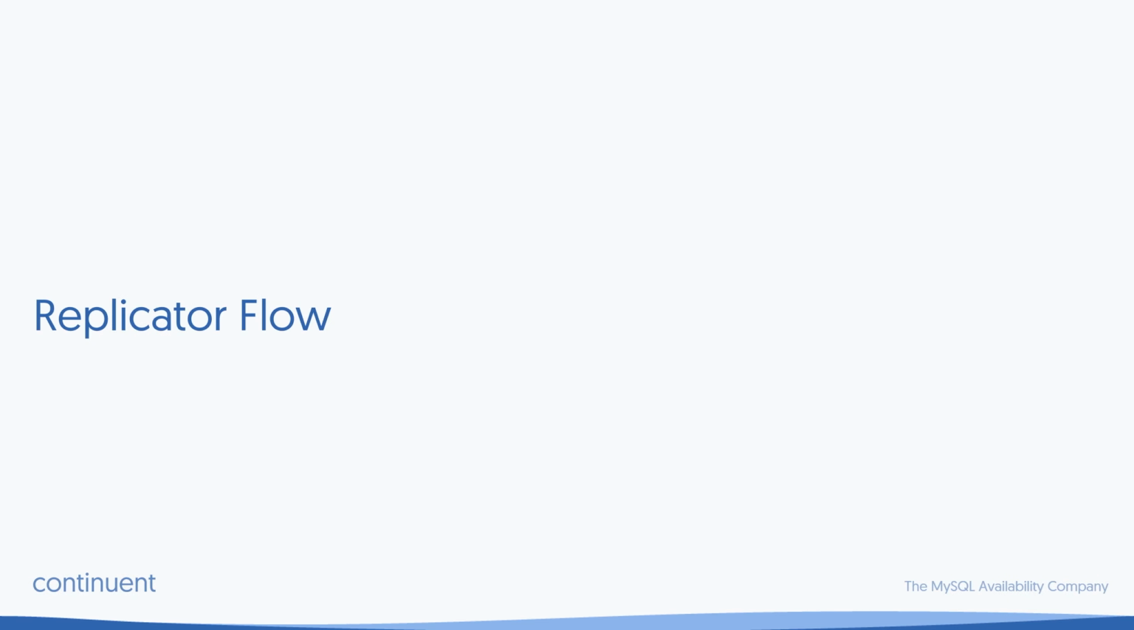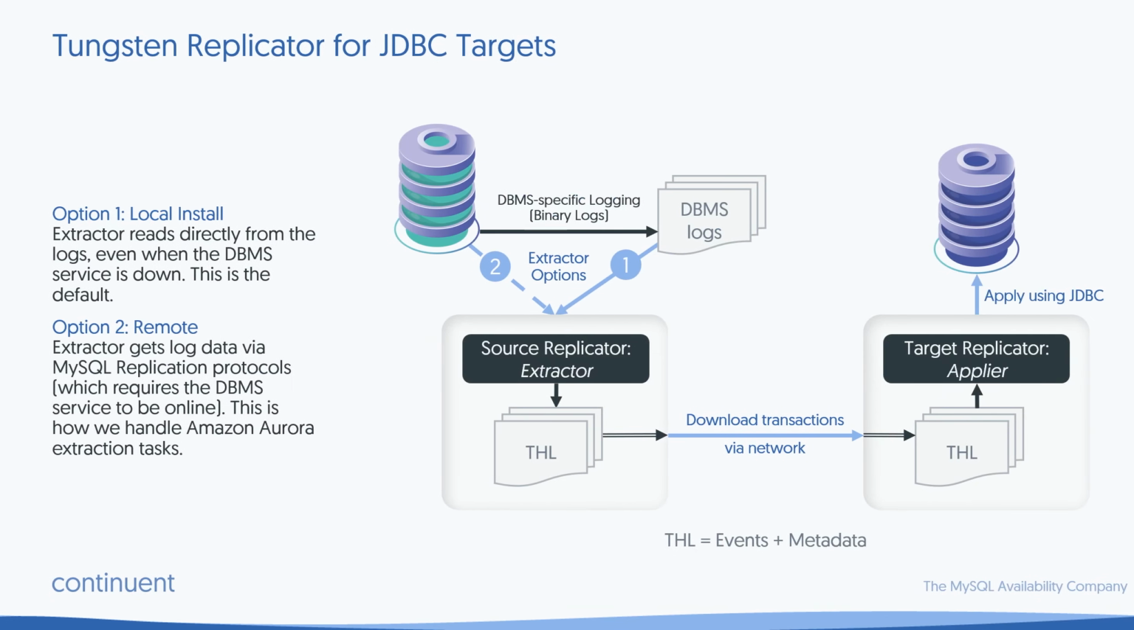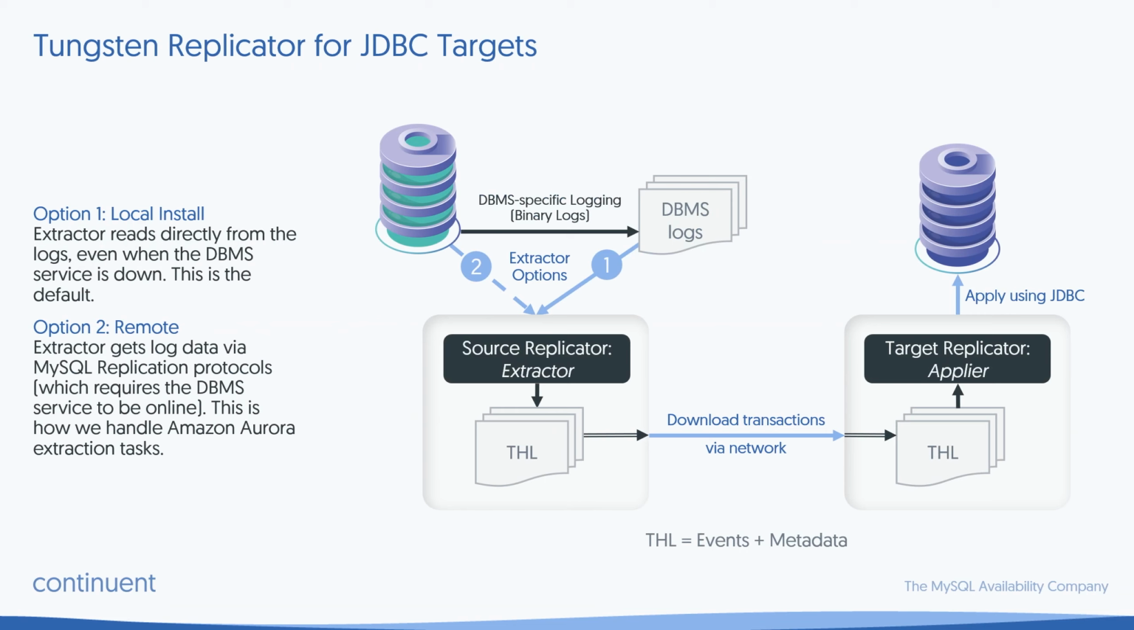So first of all, let's recap the Replicator Flow. If you've looked at other training sessions or you're familiar with Tungsten Replicator, you will understand the basic flow of replication. You have the source replicator or the extractor, which extracts transactions from those binary logs that MySQL is generating and puts them into what we call THL files locally on disk. The target replicator or the applier pulls those THL files across the network, extracts them, and then applies them into that target database, whether that's a target MySQL instance, a cloud instance, or one of our heterogeneous targets, the process is the same.